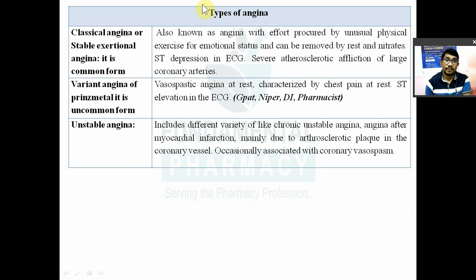So types of angina. Types of angina pectoris. So today I will try to finish this. So basically there are two types. First one is known as a classical angina, or also known as a stable exertional angina. Stable exertional मतलब during exercise, and it is a very common form. ये सबसे ज़्यादा common होता है. Second type होता है variant angina or Prinzmetal angina, it is an uncommon type. Third होता है unstable angina. इसमें बहुत सारा आता है, but basically ये दो कैटेगरी होता है, मेन कैटेगरी.